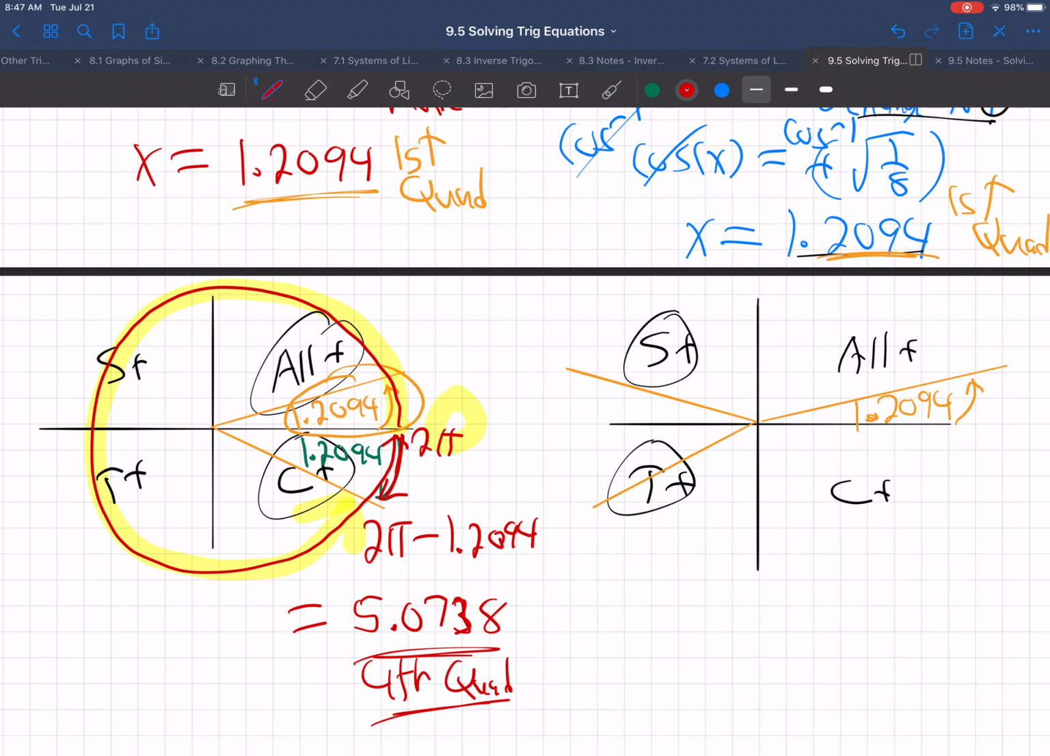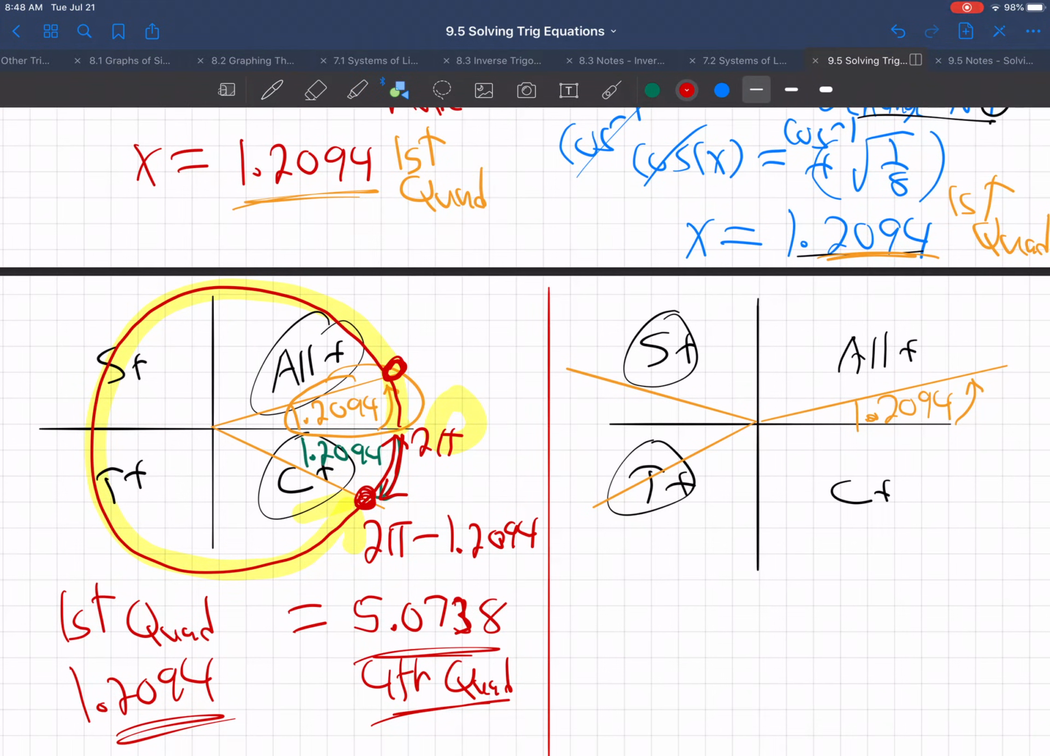So we have the first quadrant answer, which was 1.2094, right? That's the two. We need a first quadrant answer and a fourth quadrant answer for that side. So there they are, first and fourth. Now, on the other side, kind of do a little dividing wall there. On the other side, we need a second and third quadrant answer.